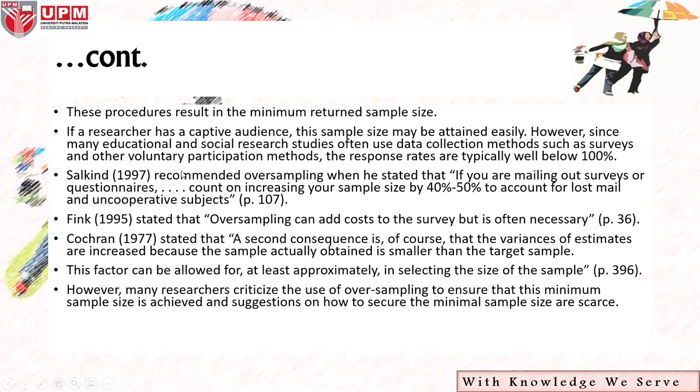Okay. And then Fink supports, dia kata oversampling can add cost to the survey, but it is often necessary. Sebab kita tambahkan sampel. Biasanya 111 tu dah cukup. Tapi kita tak boleh nak secure yang kita akan dapat balik 111. Jadi kita perlukan lebih. Okay, Cochran stated that a second consequence is, of course, that the variances of estimates are increased because the sample actually obtained is smaller than the sample target.